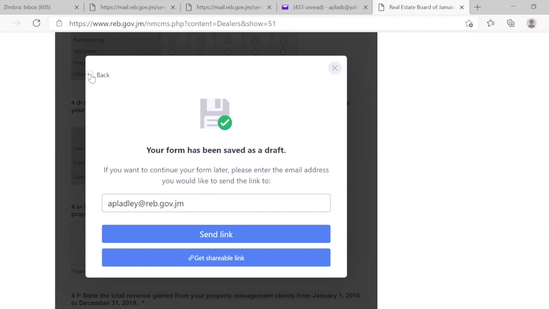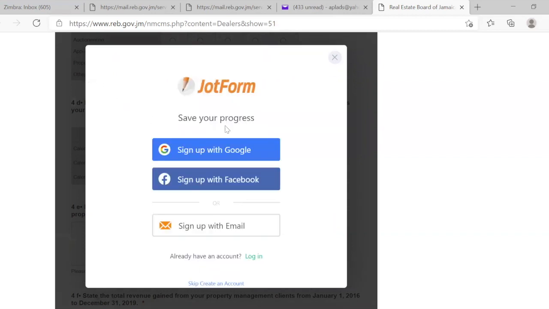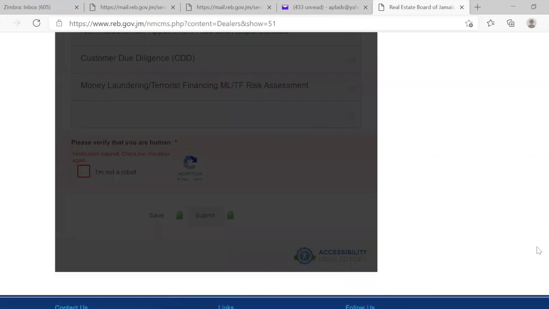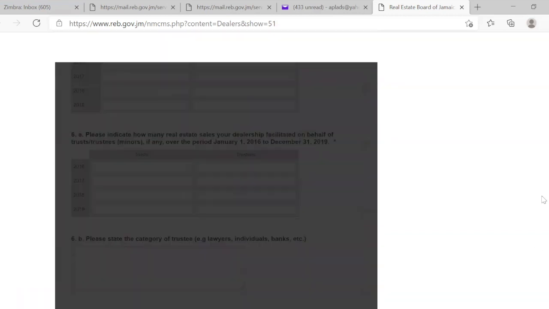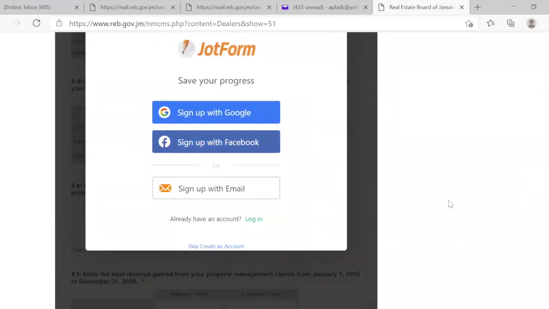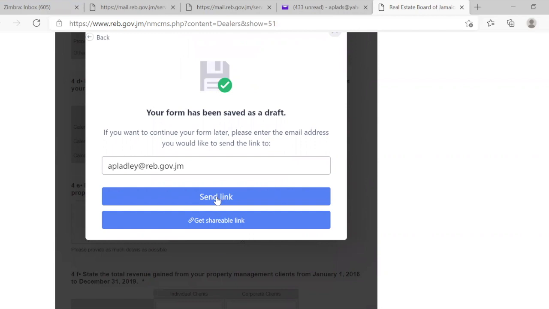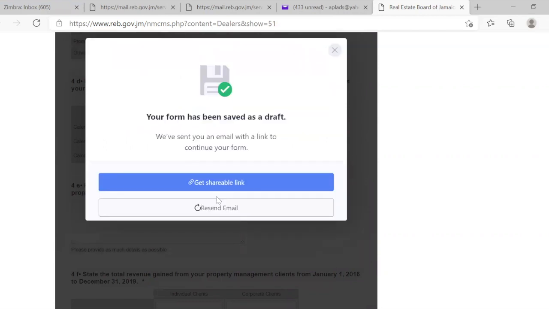So let me do it again. I'll just go back to show you. So when you click on save and you reach this stage, do not select any of these options here. Just go directly down to the bottom here, and you'll see skip create an account, and that's what you'll select. You select that, it takes you here, and then you click send link. And what it does is send a link directly to your email address with the saved form.